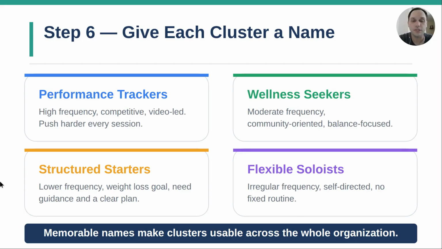PulseApp's 4 segments: performance trackers, high frequency, competitive, video-led, always pushing for more. Wellness seekers, moderate frequency, community-oriented, focused on balance. Structured starters, lower frequency, weight loss goal, need guidance and a clear plan to follow. And flexible soloists, irregular, self-directed, no fixed routine, want flexibility above all else. Those 4 names do work. They make the segments usable.